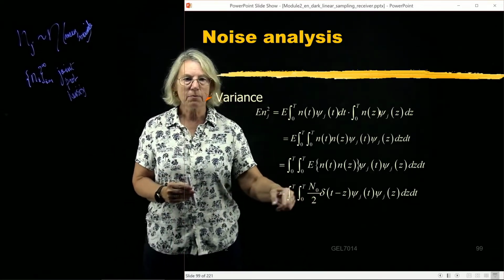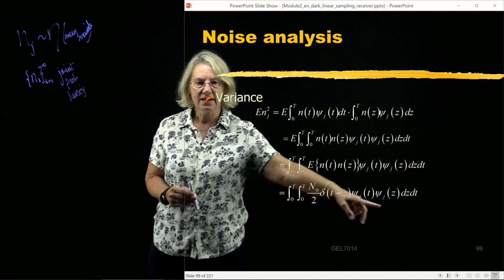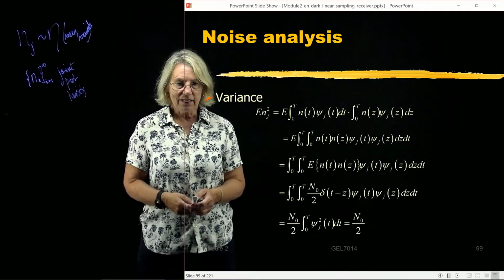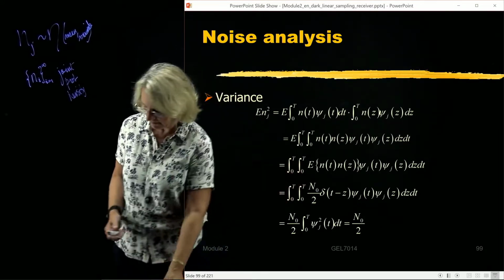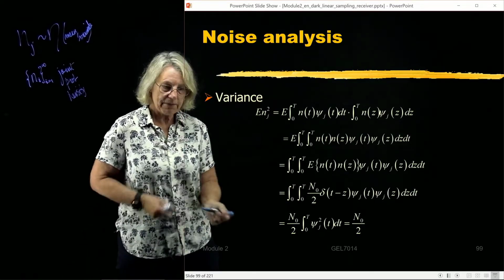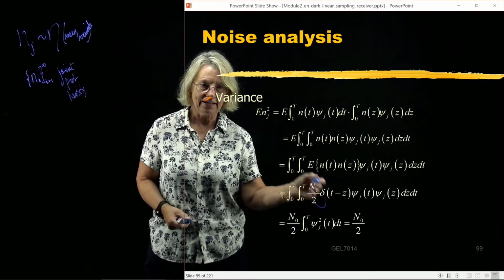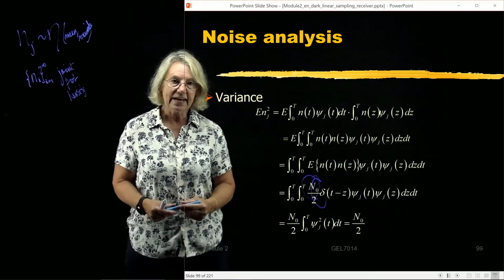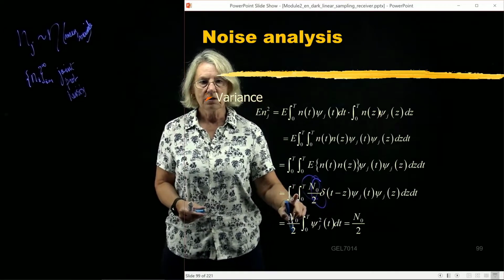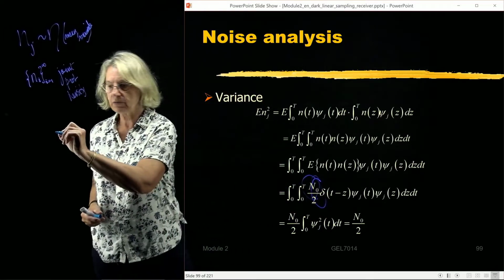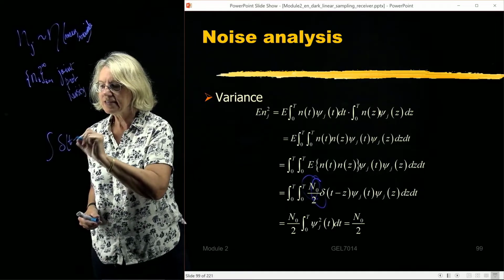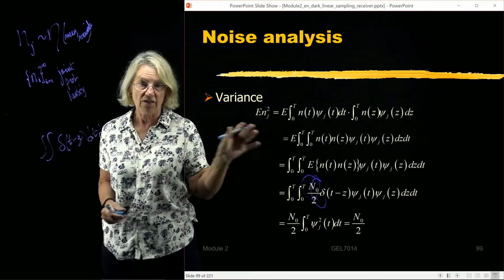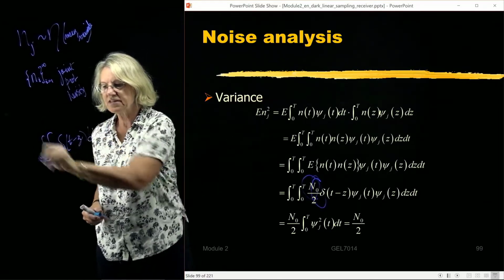So now we have this double integral of the delta function, t minus z, and the product of the basis functions. First of all, maybe there's two steps here. One step is certainly I can take out the N0 over 2, that's a constant, so that comes out over here. So when I do that, what remains is an integral over delta. Essentially what I have is an integral of delta of t minus z, dt dz. I mean, there's other parts, but for now, let's just concentrate on this part.